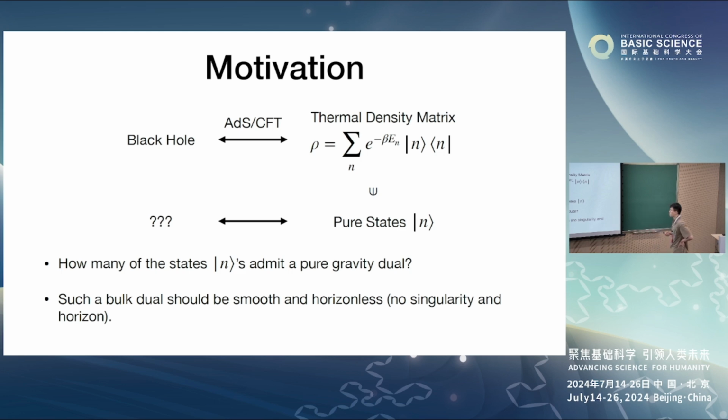Because these states are pure states, the bulk dual should be nice and should be free of any singularity. And also because it has no singularity, we expect that it should have no horizon. You can understand this in a different way: if you have a horizon, it should give you some area, and the area gives you entropy, and entropy means that you have multiple states, not just a single state. But if I take just a single state, then the horizon area should be 0, so it should be horizonless. And you also want it to be well-defined, so it should also be smooth. So no singularity and no horizon.